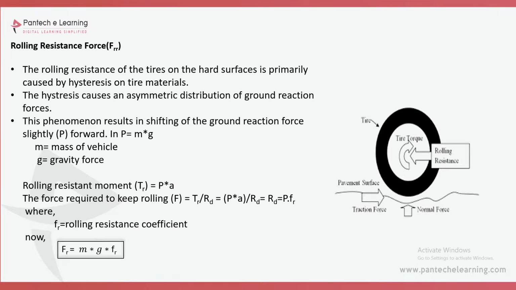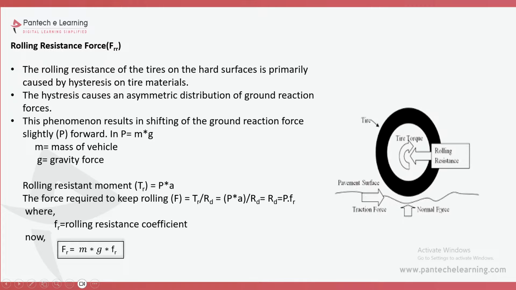The first one is rolling resistance. Rolling resistance is nothing but what occurs when a tire rolls on the ground. The hard surface causes hysteresis in the tire materials, and the hysteresis causes an asymmetric distribution of ground reaction forces. At that time, two forces act on the tire. One is the normal force, which here is the gravitational force. The other is the traction force. When the tire is rotating, opposite forces affect your tires. These two forces act along the tire.